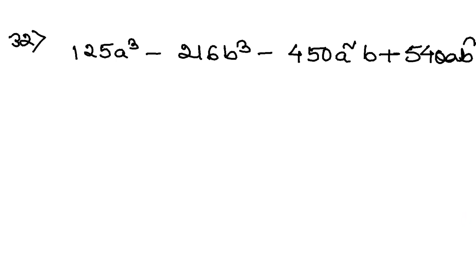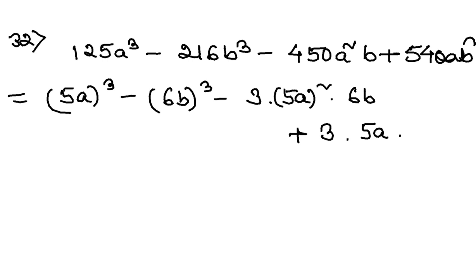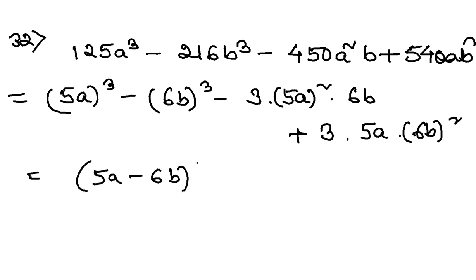Alright, so 32, again similar type of question. 125a cube is 5a whole cube minus 216b cube is 6b whole cube. Okay, then minus 3 into first term square into second term plus 3 into first term into second term whole square. Again this is equal to a minus b whole cube. So I have 5a minus 6b whole cube. Alright, let's move on to question number 33.